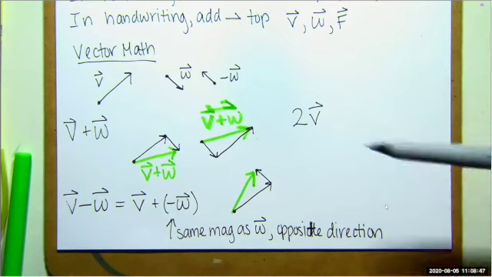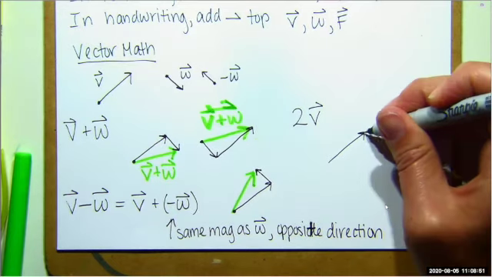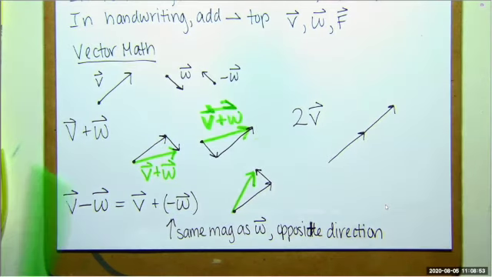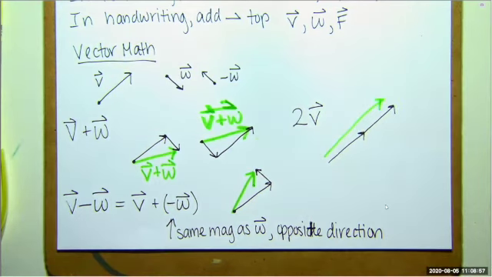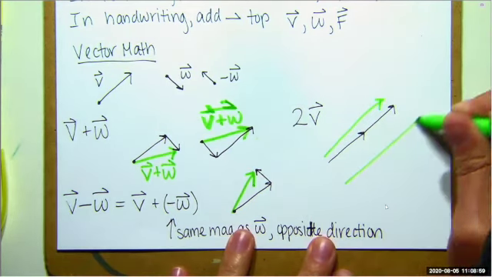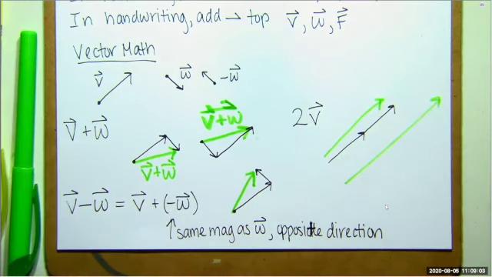So in order to find 2 times v, you might already think about what this looks like. Here's v, here's a second v, which means this entire thing is 2 times v. And if we wanted to find 3 times v, we would just take something that's 3 times as long. Any questions on this? Okay, so again, this is really imprecise.